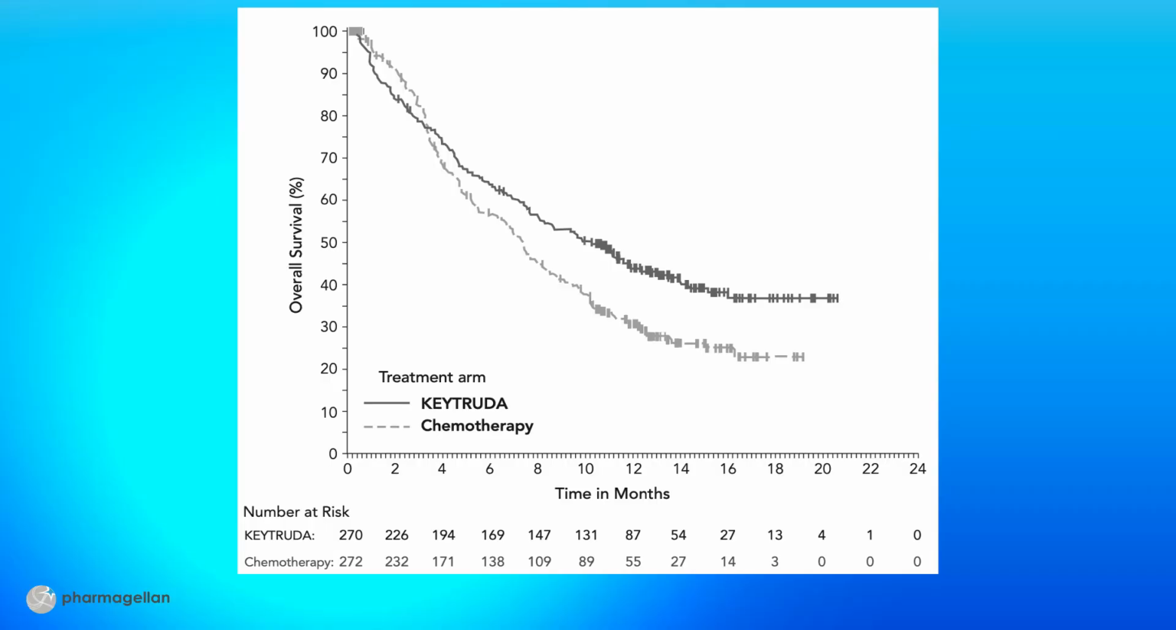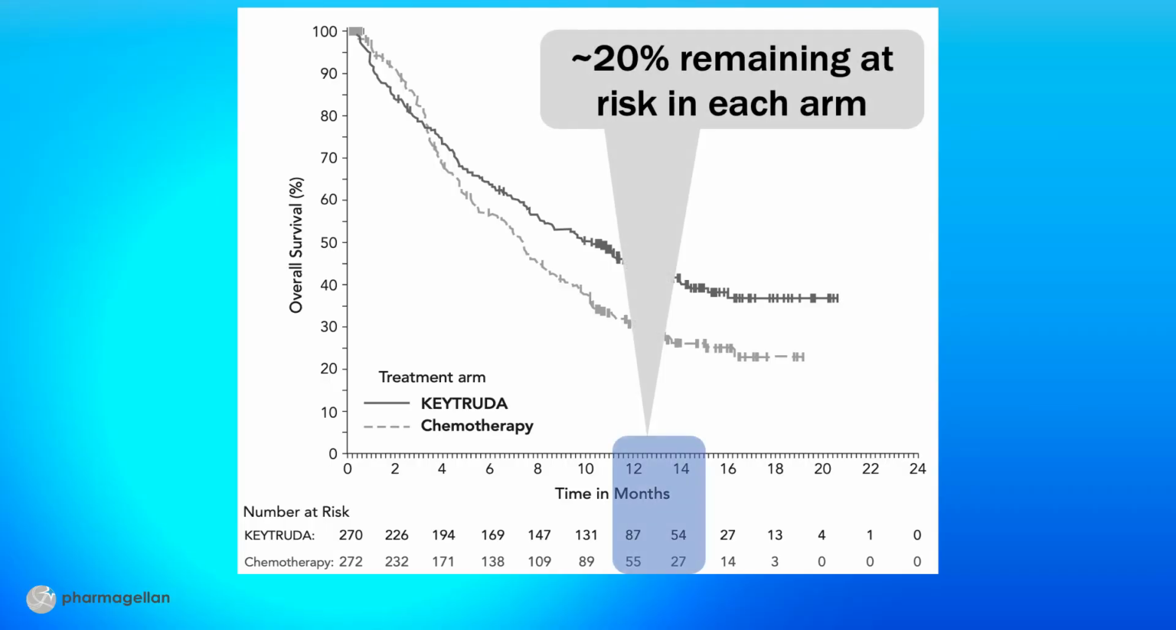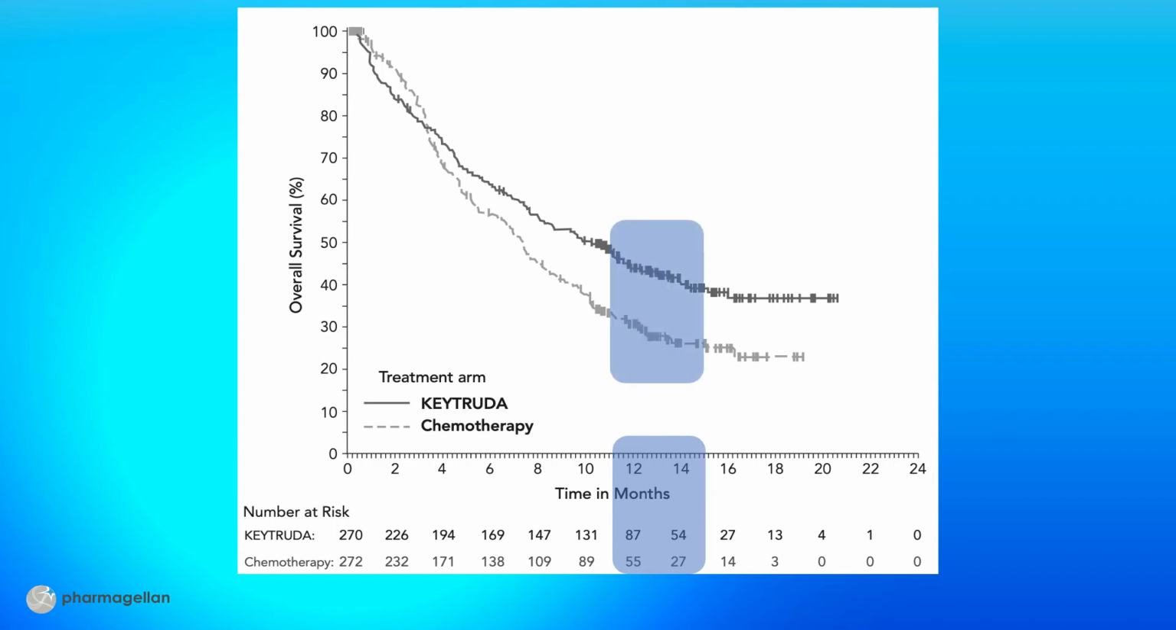For example, in Keynote 45, you can see that about 20% of the patients were still at risk around 12 or 14 months. So it would make sense to focus on the difference there, rather than all the way to the right at 20 months. It turns out not to matter much in this particular case, but in the next video on red flags, we'll see an example that's much more worrisome.